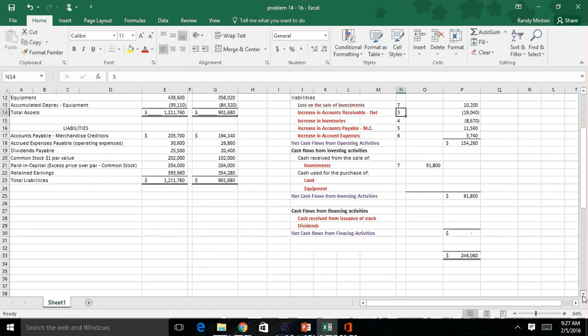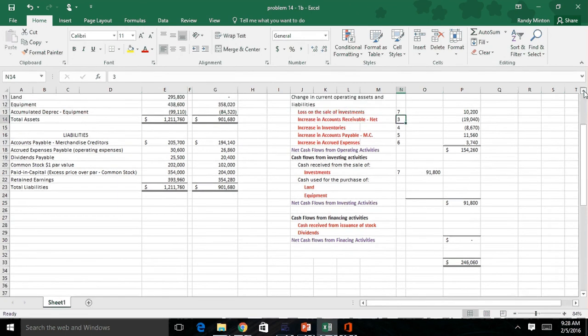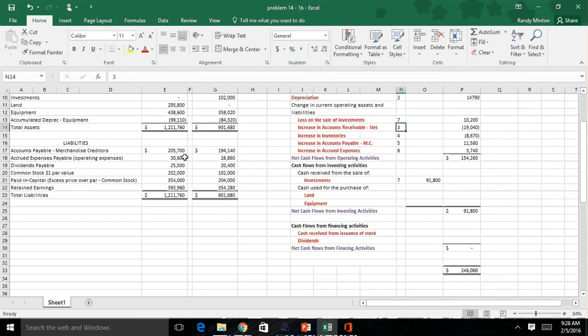Okay, so let's drop down to cash flows from investing activities, and we've already picked up the total amount that we received from the sale of the investments. Now we need to look at what else we did, and land and equipment was also on your balance sheet. And let me just move up just a little bit so that you can see both here on the balance sheet. And as you see, we had no land in 2015 at the end of the year, but we had $295,800 in land at the end of the second year.